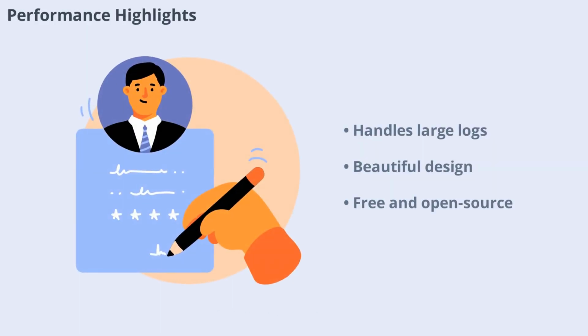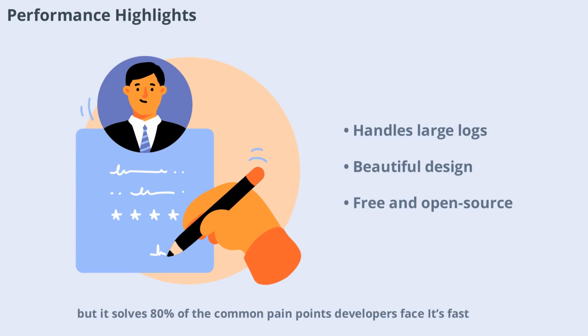Ghostty isn't perfect, but it solves 80% of the common pain points developers face. It's fast, thanks to GPU acceleration, and can handle huge logs without lag. With over 200 themes and frosted glass effects, it's easy on the eyes. One-key split screen and auto-saving layouts make it highly usable. Best of all, it's completely free and open source, with no paywalls or hidden costs.